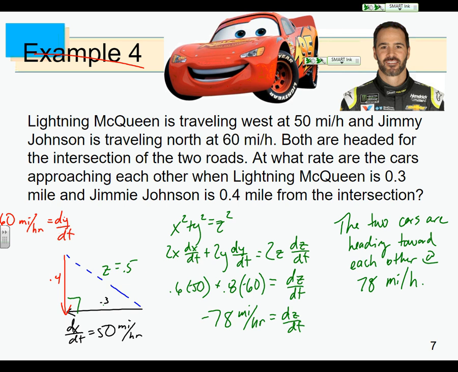Again, I'm not really interested in whether you're telling me it's positive or negative, but wrap it up with a sentence that explains what's going on. Pretty much you're restating the last sentence that you see in the problem. At what rate are the cars approaching each other? The two cars are heading toward each other at 78 miles per hour. Okay. So whether you get positive or negative on that, I'm not going to be a big stickler about it.